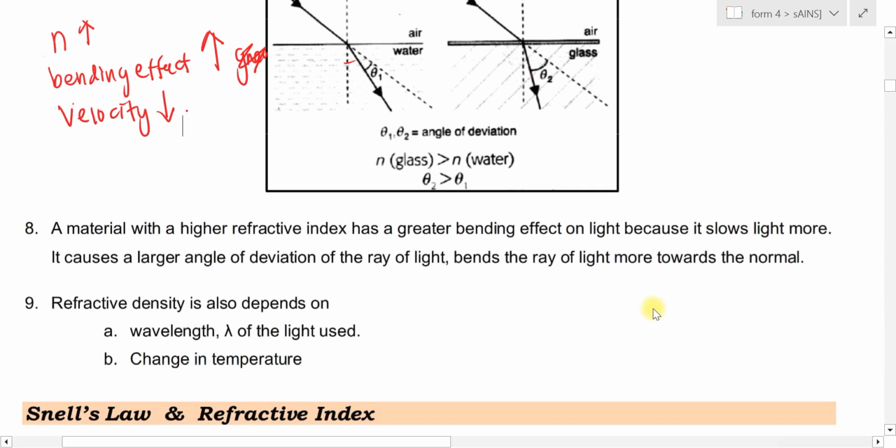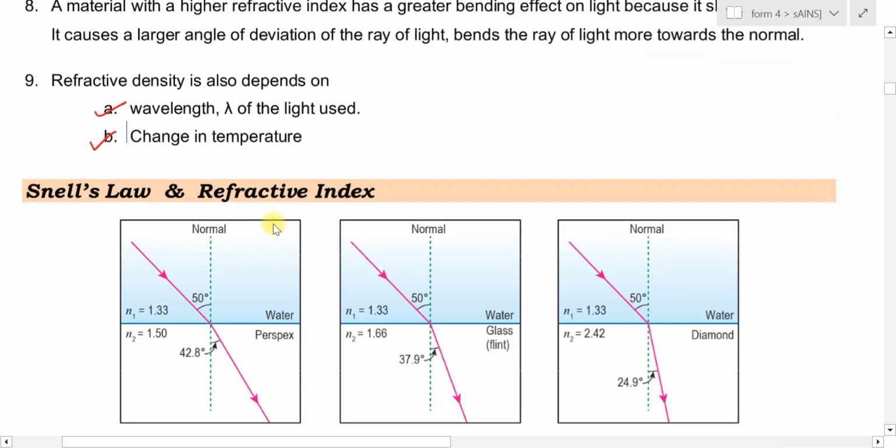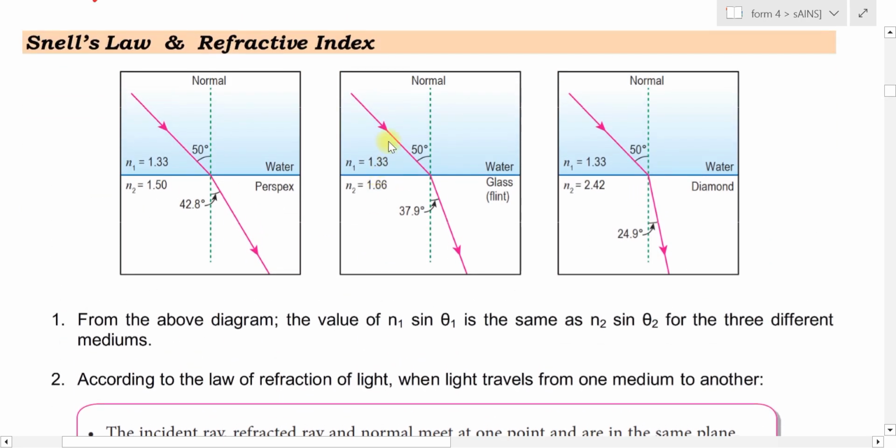Okay. Refractive index also depends on the wavelength that we are using. And sometimes the change in temperature also play an important role. Okay. Right. Itu maksud refractive index. Okay. Sekarang kita nak kaitkan Snell law dengan refractive index. Okay. Macam mana kita nak kaitkan? Okay, kamu tengok.